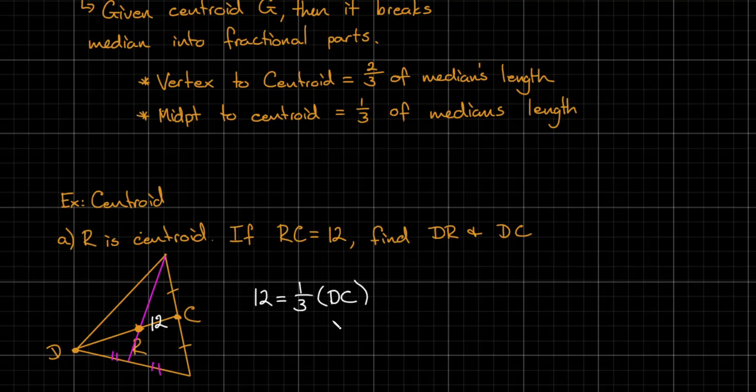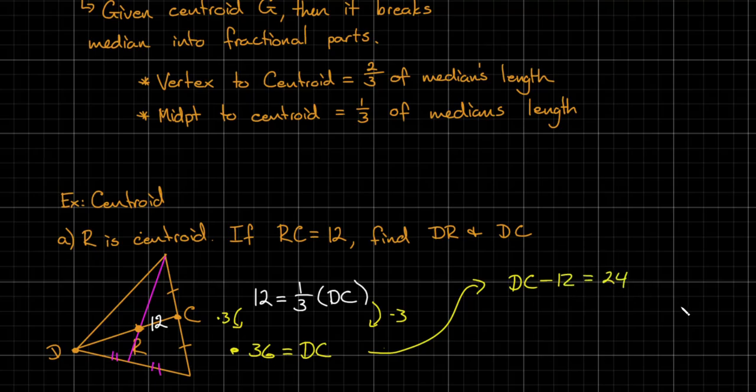Could I solve this for DC? How do you undo a multiply by 1/3? Or if you'd rather, and I would, I think about this as dividing by 3. What undoes divide by 3? If we multiply both sides by 3. So times 3 and times 3, I get 36 equals DC, and I'm good there. Now, if I know the entire distance is 36, we'll work this way. I now know that DC minus 12 would give me DR, and we have to get 24.